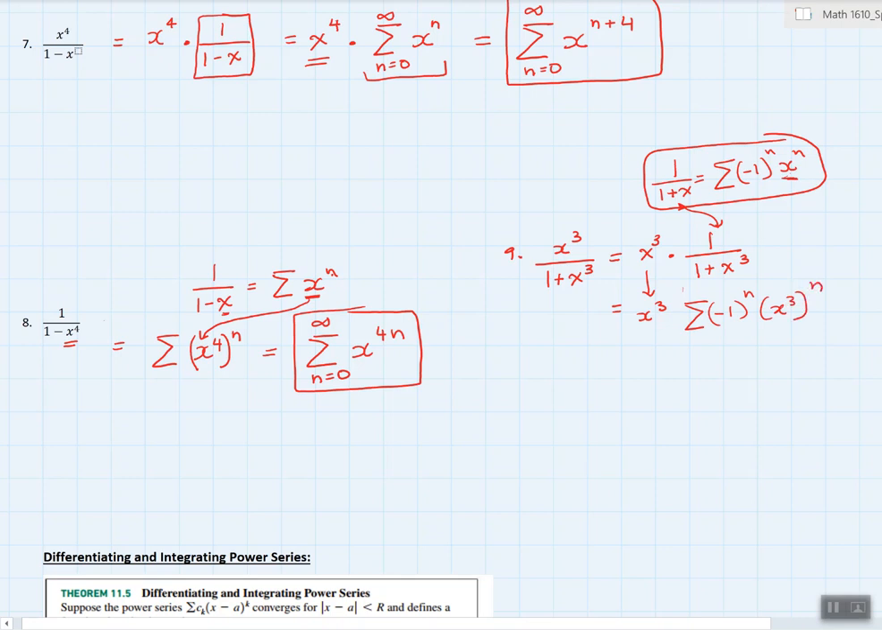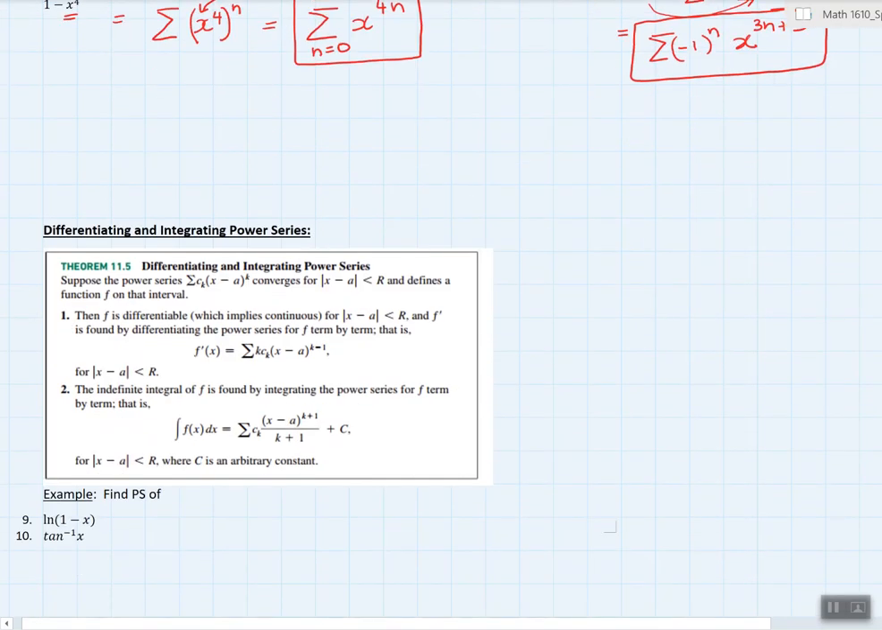x cube raised to the power n. Now when x cube gets multiplied here, I have negative 1 to the power n. This is x raised to the power 3n, and then a 3 is coming from here, so plus 3. So your final answer would be this.